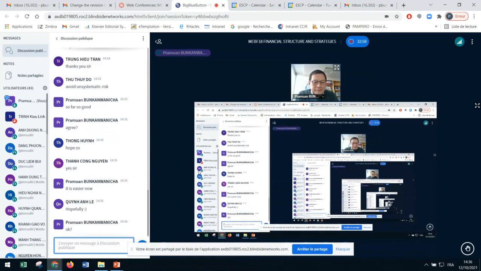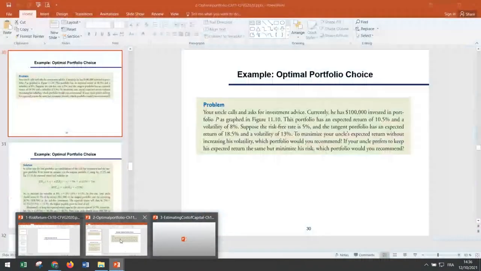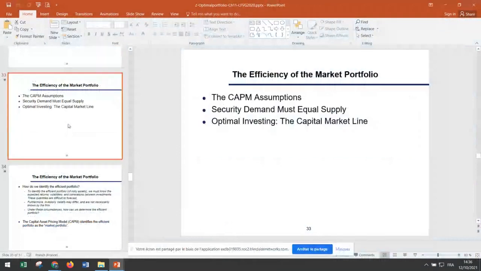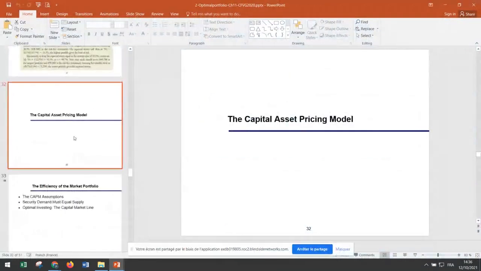Now, the next part, which is the last part of this chapter, we talk about the capital asset pricing model. What is the capital asset pricing model? The capital asset pricing model is the model that allows you to derive the relationship between the risk and return of an individual stock. All right.